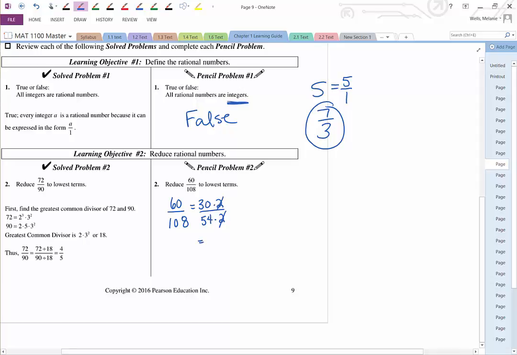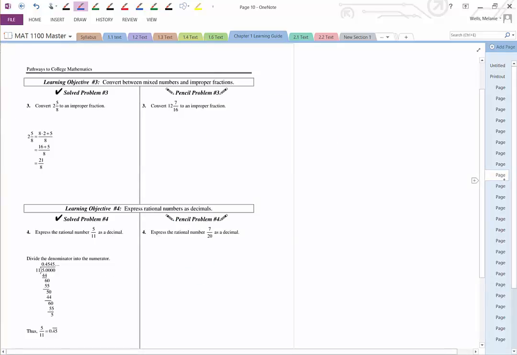And notice again, I've got an even number over an even number, so let's do the same thing. 30 is 15 times 2. 54 is 27 times 2, so I can cancel out that factor of 2. And then the resulting fraction, the numerator and denominator are both divisible by 3. So 15 would be 5 times 3, 27 is 9 times 3, and my simplified fraction is 5/9. Okay, let's go on to the next one.